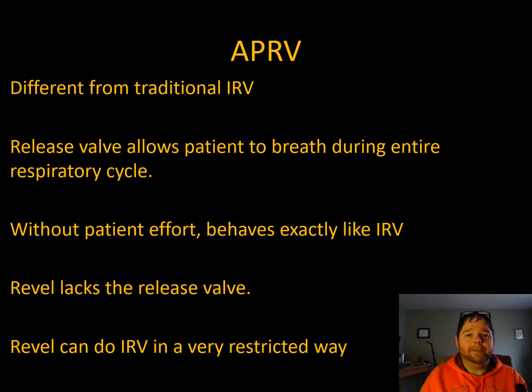Describing APRV as inverse ratio ventilation is a little disingenuous because it's not exactly true. The way it differs from traditional inverse ratio ventilation is APRV features a release valve, which is where the R comes from, which allows the patient to breathe over top of those pressures during the entire respiratory cycle. So the patient's going to spend, during a typical cycle, 5 seconds at the high pressure, the P high, and then they'll spend half a second, sometimes less, at the P low. But the patient can breathe over that the entire time.